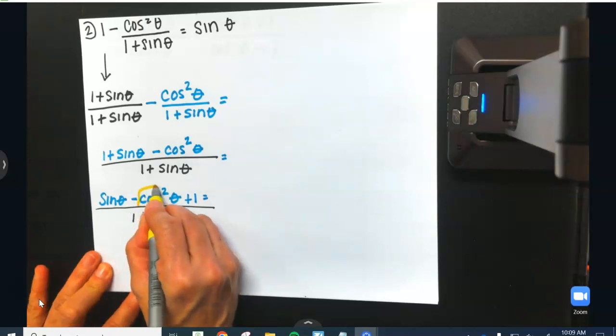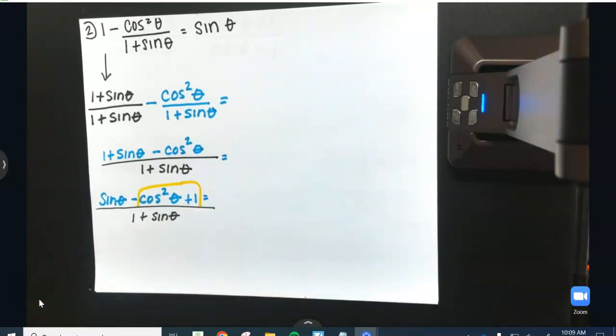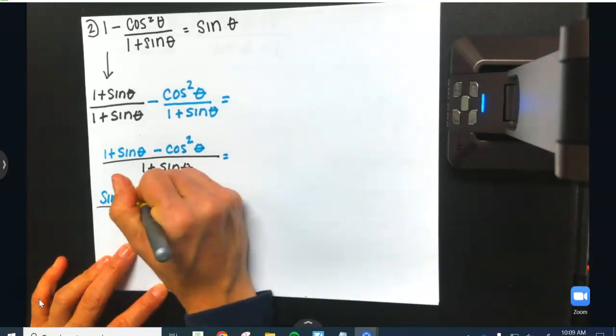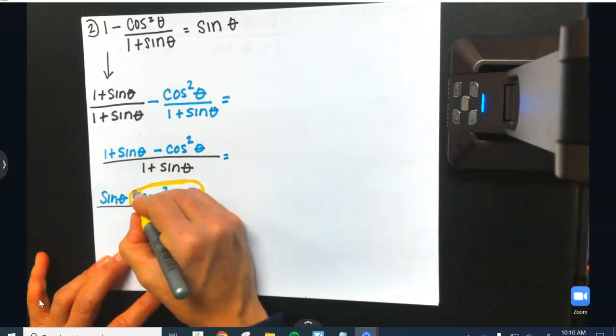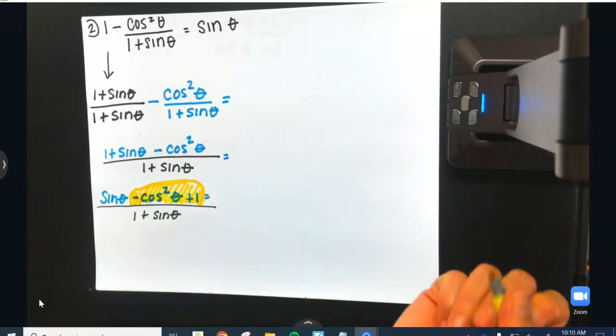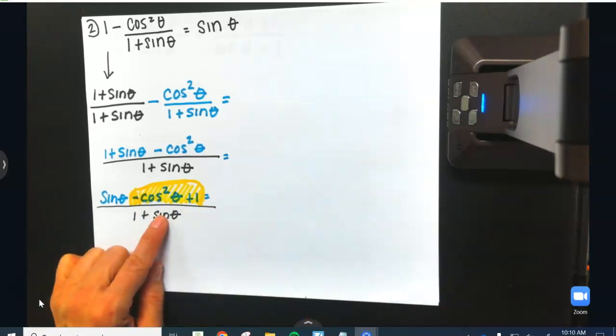Can you rewrite this? What's cosine squared plus 1? Cosine squared plus 1. Oh, I'm so sorry. My bad. Let's do negative cosine squared plus 1. Negative cosine squared plus 1. Sine squared. I'm so sorry I didn't include the negative. So negative cosine squared, the cosine moved to the other side.